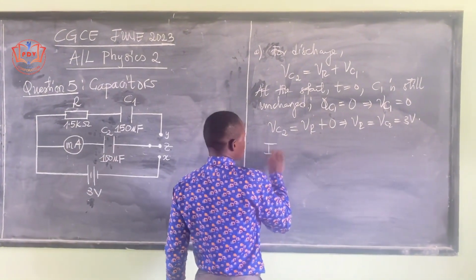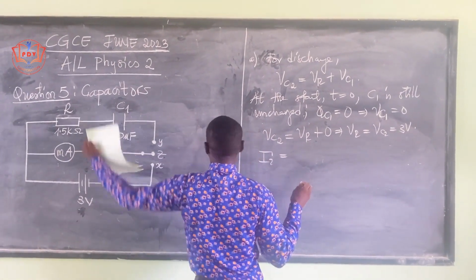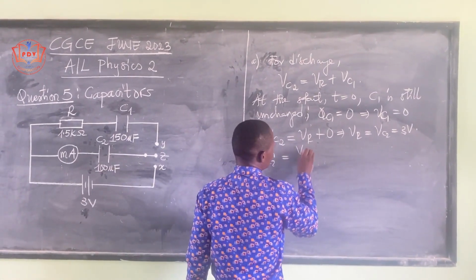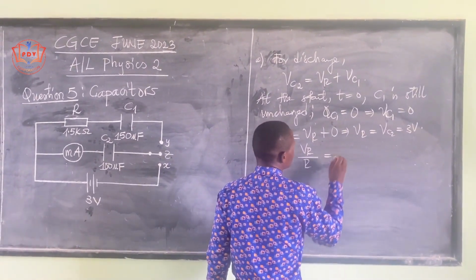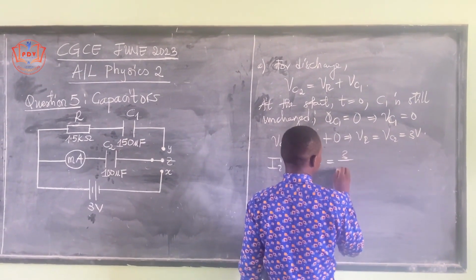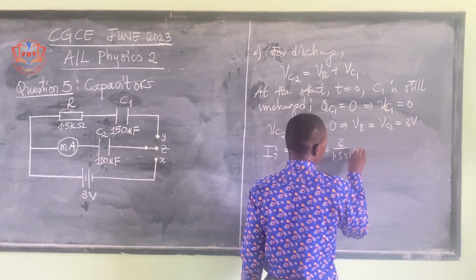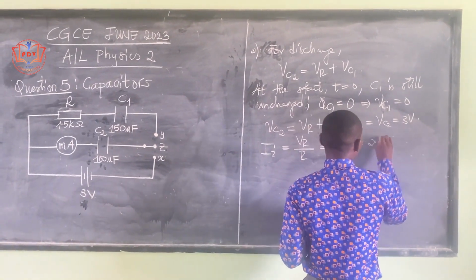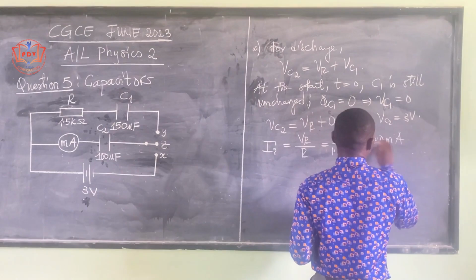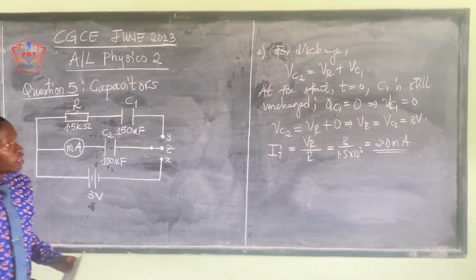So the initial current I in the circuit, by Ohm's law applied to the resistor, is the PD across the resistor all over the resistance, which is 3 volts divided by 1.5 times 10 to the 3, and that will give us 2.0 milliampere. So that's the initial current in the circuit.